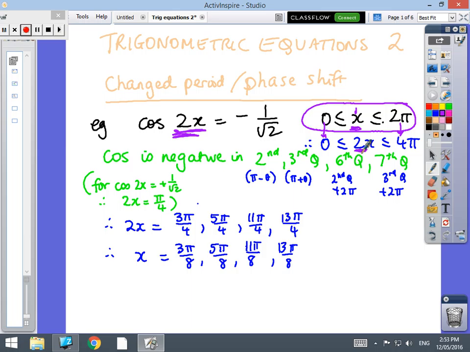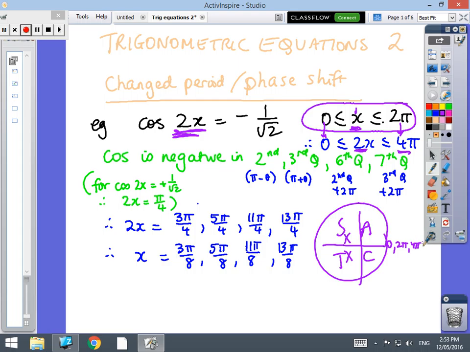So next step is looking at the quadrants. So we've still got our all stations to central. So cos is negative in the second and the third, but because I've got to go to 4 pi, 0, 2 pi, 4 pi, I've got to do another lap of the circle. So I just go to the second quadrant and add 4, and go to the third quadrant and add 7.